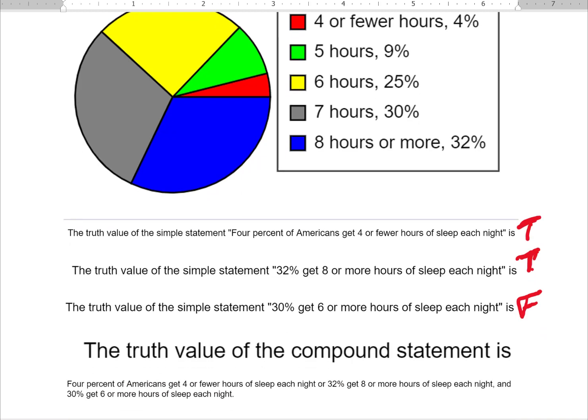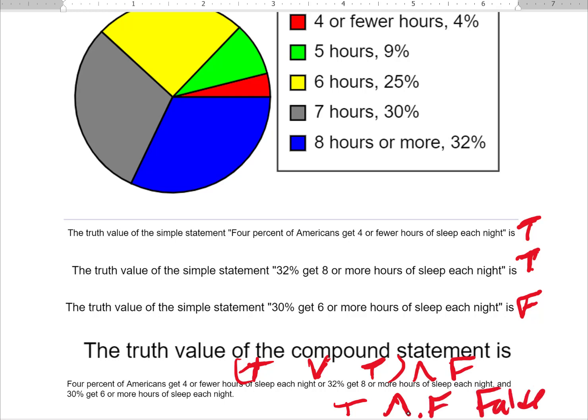So now let's drop the truth values down here. So we've got 4%. This part was true. Or, this was true. And a false. And so therefore this is going to be true and false, which makes the compound statement false.